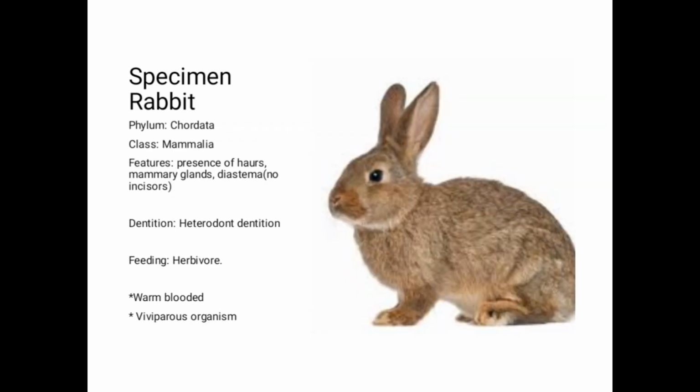Next, you have the rabbit. The phylum is Chordata, class Mammalia, features presence of hairs, mammary glands, diastema, and there are no canines. The dentition is a heterodont dentition. Feeding is a herbivore feeds on grasses. It is warm-blooded and a viviparous organism.